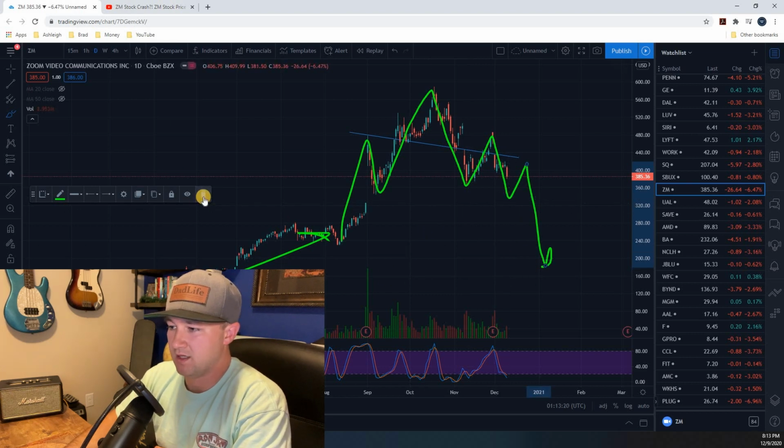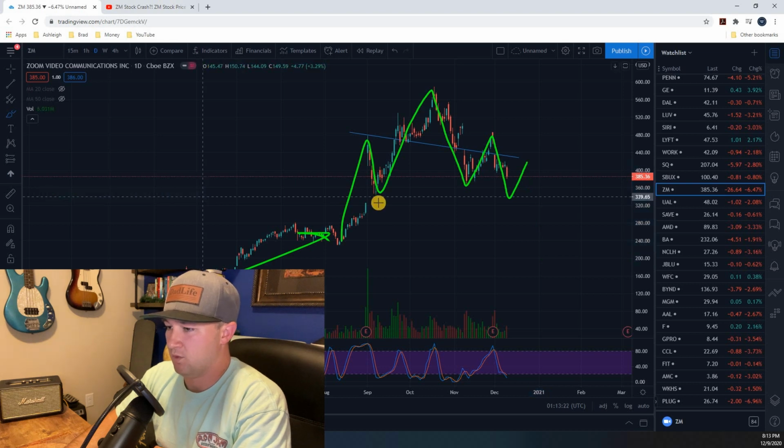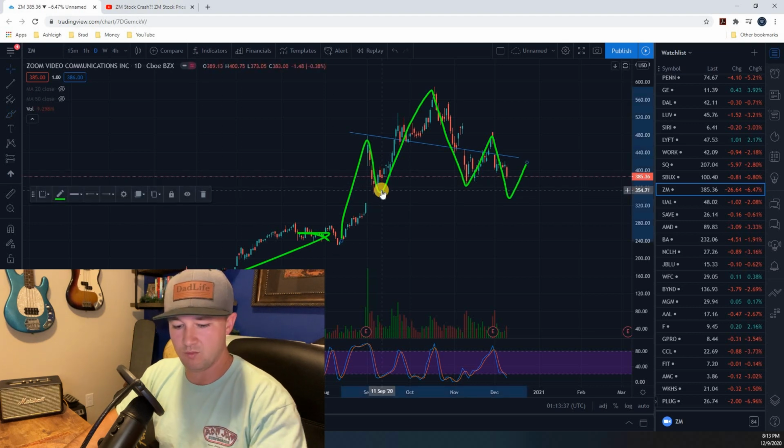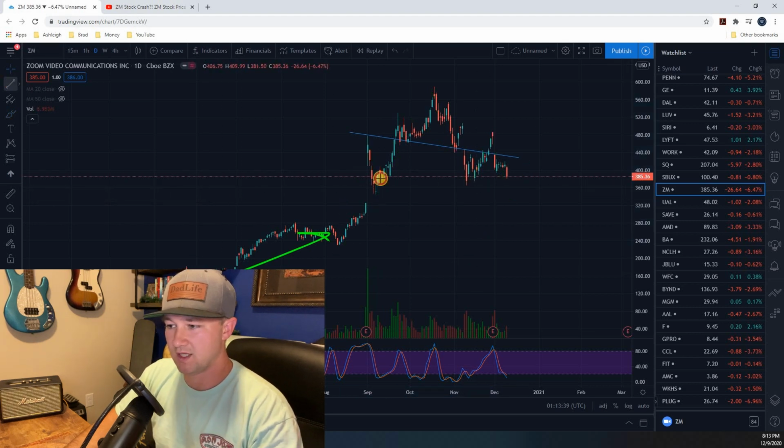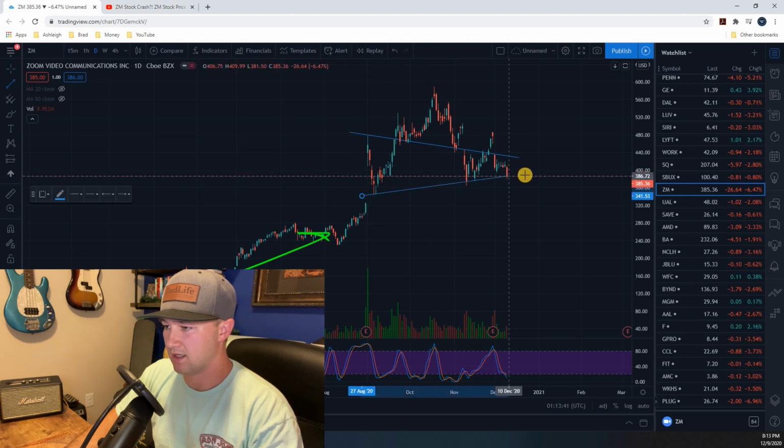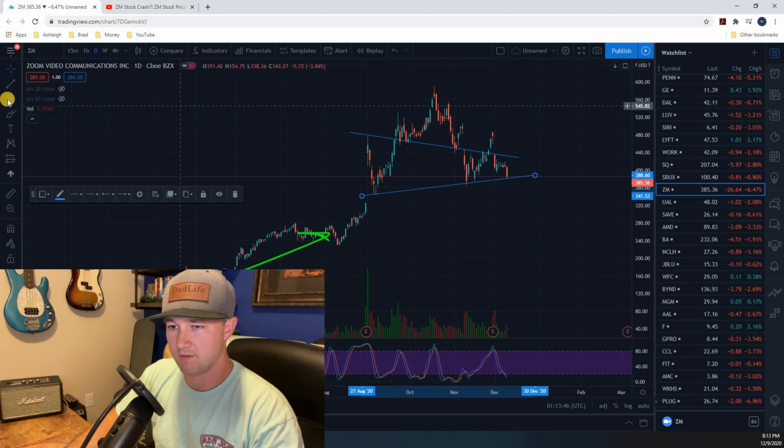Let me get rid of that, and we can get a little bit more detailed. We can actually get a price prediction on this. So, okay, let's get rid of that brush. We will set our neckline. I believe it is roughly right here, right?